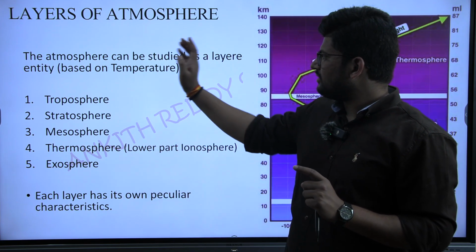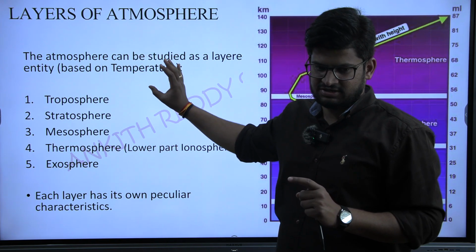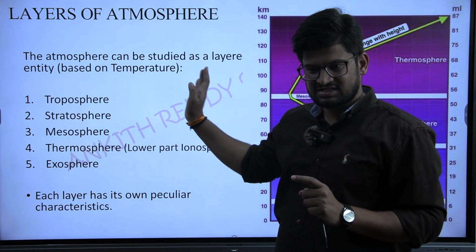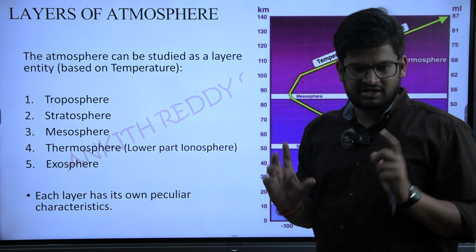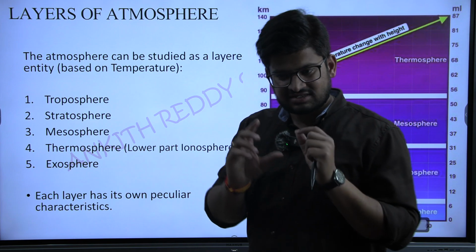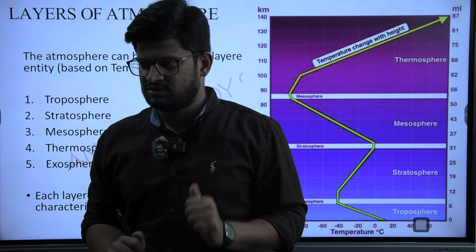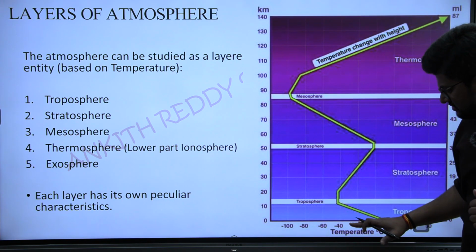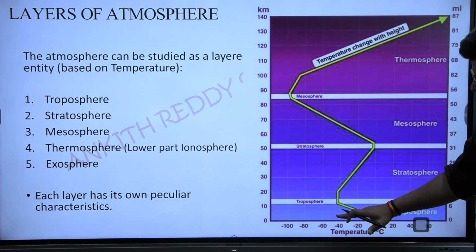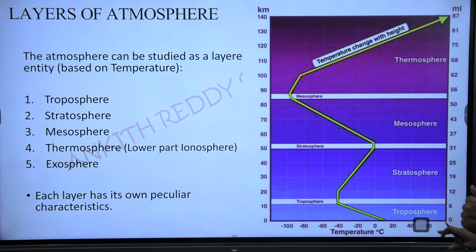Okay, so the atmosphere can be studied as layers based on what? Temperature. So temperature changes in each layer here, and each layer has its own peculiar characteristics. Okay, and these characteristics are very much important for us from the point of view of examination. So what is the first layer that comes from the Earth's surface? It is the troposphere. So from the Earth's surface to about 10 kilometers, what you find is troposphere.